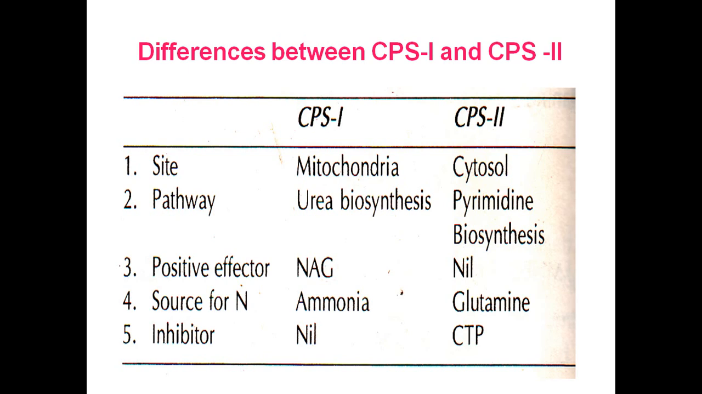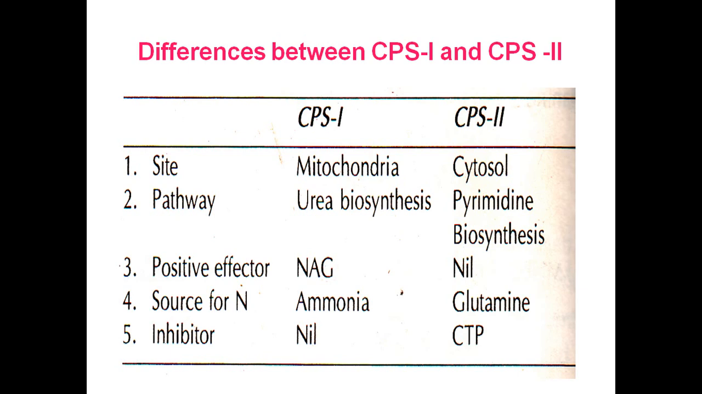In de novo synthesis of pyrimidines, I have told that CPS2 is required. If you remember, after this class you open and read the pyrimidine biosynthesis and urea cycle again, then you will understand where I have told CPS1 and CPS2 enzymes. Positive effector for CPS1 is N-acetyl glutamate, and for CPS2 there is no requirement of N-acetyl glutamate.